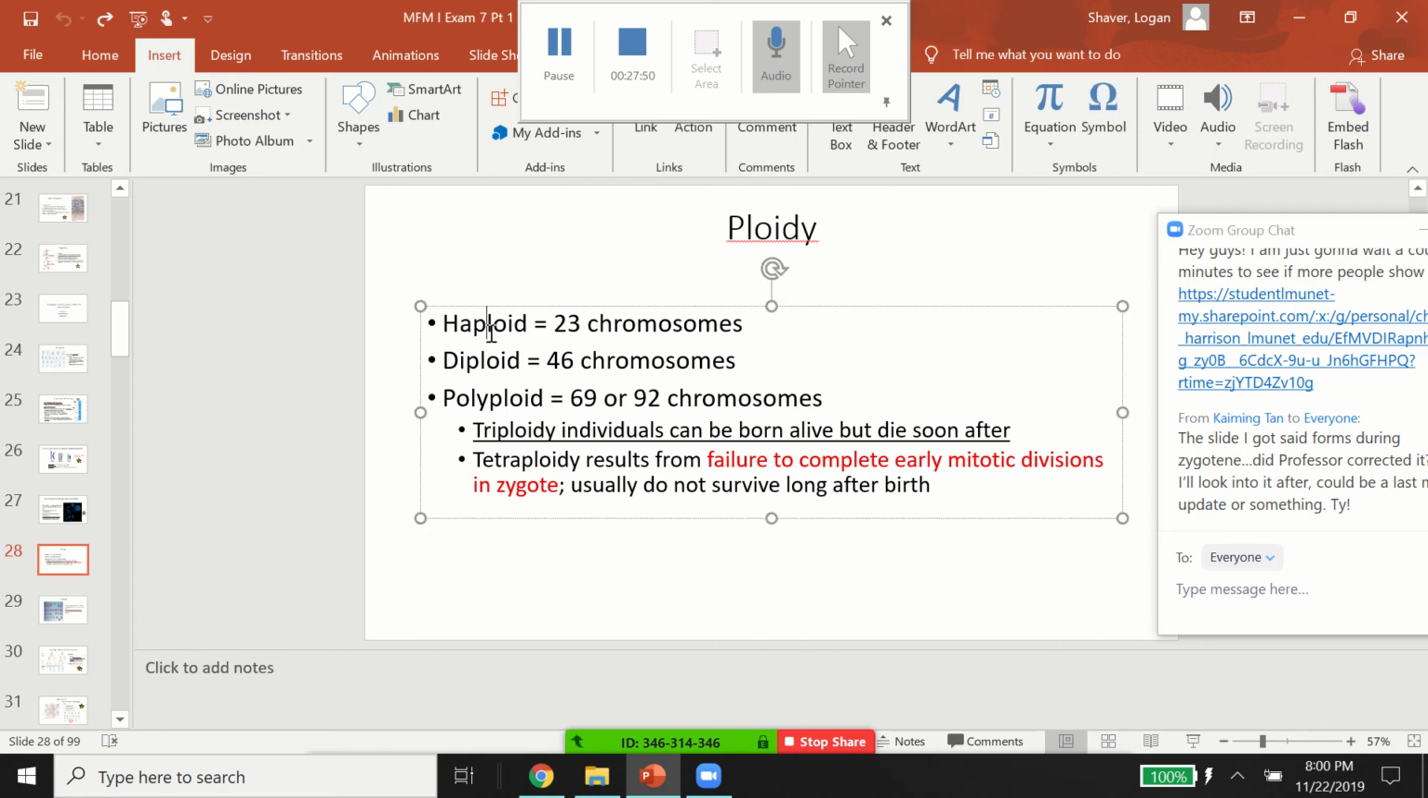Of course, you guys would definitely know haploid and diploid, right? Haploid is 23 chromosomes, while diploid would be 46. Polyploid is just more than normal. That's the way I always think about it.